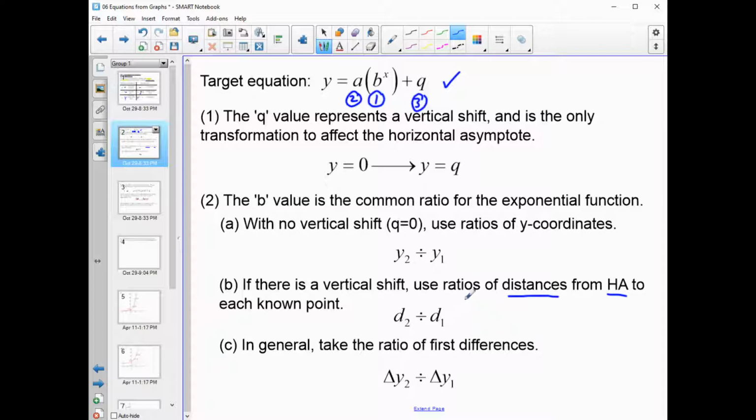Otherwise, it looks exactly the same. I'm going to illustrate these with examples, and you're going to see me do this A situation and then this B situation. And if you cannot see the horizontal asymptote, you may actually be forced to take the ratio of the first differences, which is more work still.